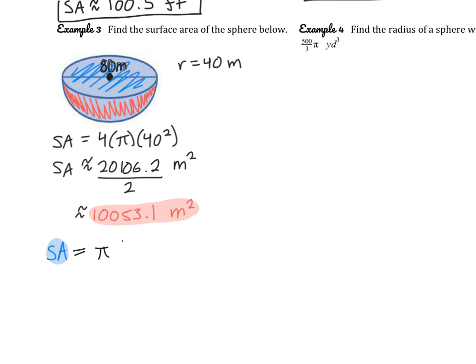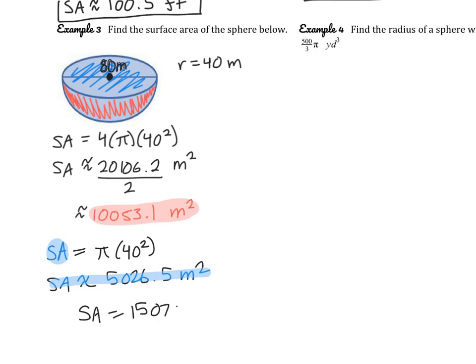So we do pi times r squared. We'll get a decimal approximation for that. And that's approximately 5,026.5 meters squared. Again, this is the blue portion of our surface area right here. And now all we need to do is add those two together to get our total surface area. So our final answer should be 15,079.6 meters squared.